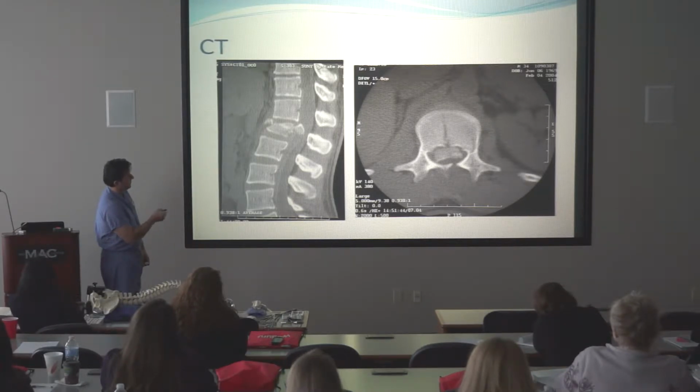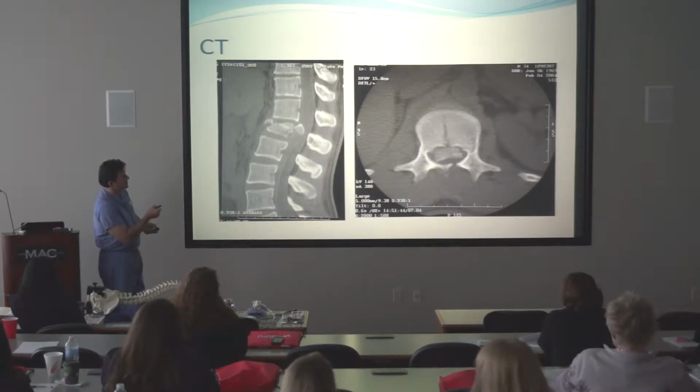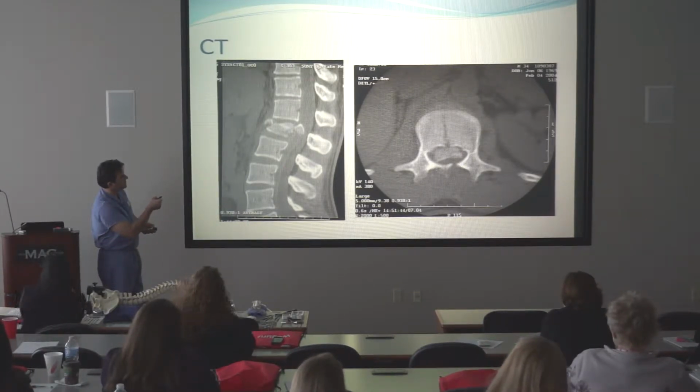Obviously there's a big problem right here. But those are spinous processes that I showed you in the back, okay? You can make out a little bit of the soft tissue. This is the spinal canal, okay, through here. The spinal nerve roots are in here. Spinal cord ends right about here, okay?